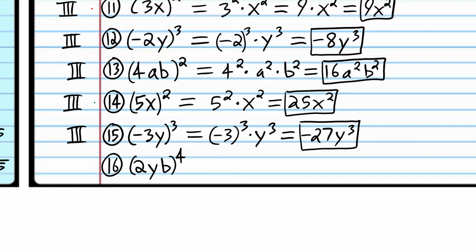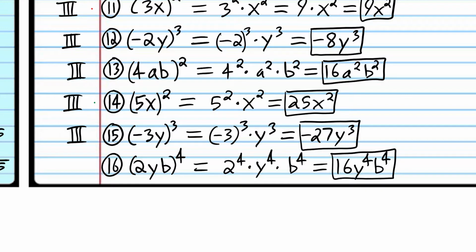All right, we're back. So we have 2 to the 4th power times y to the 4th power times b to the 4th power, which is equal to 16 y to the 4th times b to the 4th. So if you got that answer, good job. And that's rule number 3.